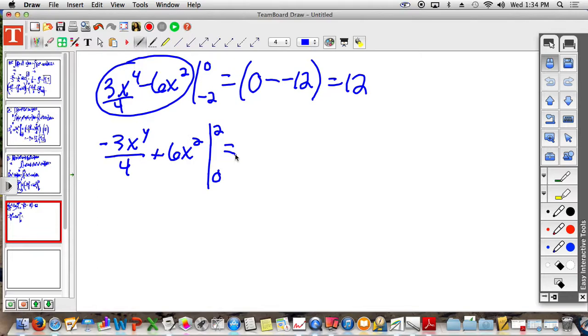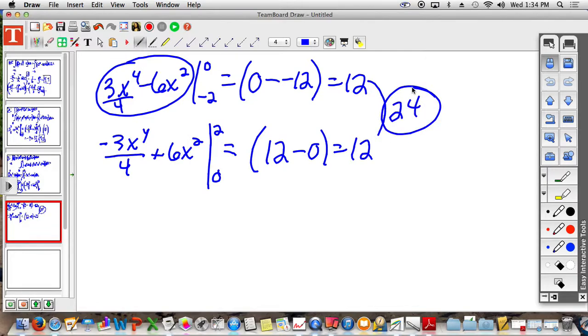When you put a 2 into this integral, you get 12. So you end up with 12. But now what we need to do is subtract from it what happens when you put a 0 in. You get 0. So you're going to have 12 minus 0, which gives you 12. What do I do to these two answers? Add them. So the total area is 24.